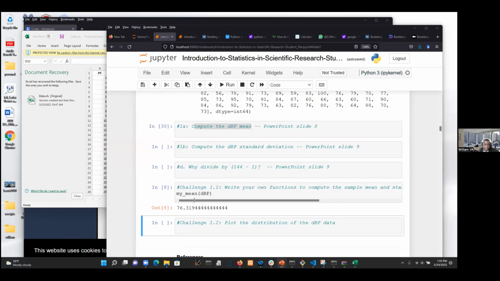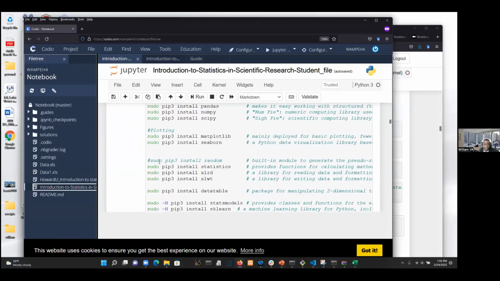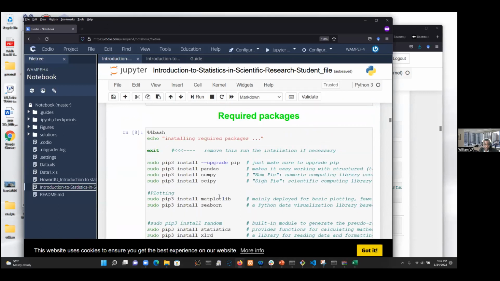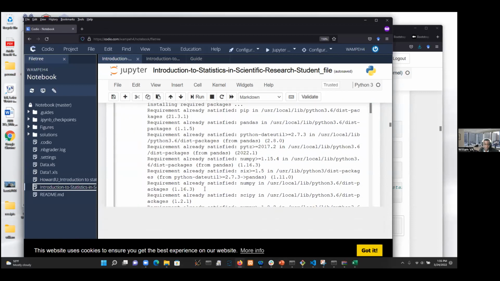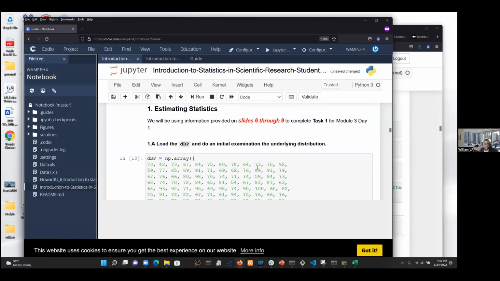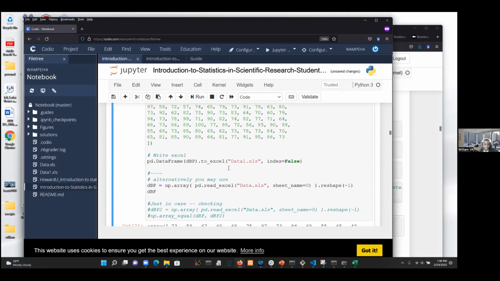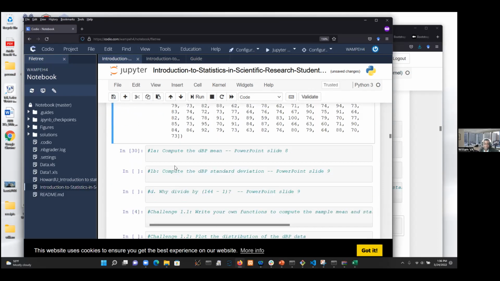Okay, so Codio. If you're in Codio, all these have been installed, so don't worry about them. You just go down here, import your libraries, and then you can start. Control Enter or run loads the data, and then you can just start.